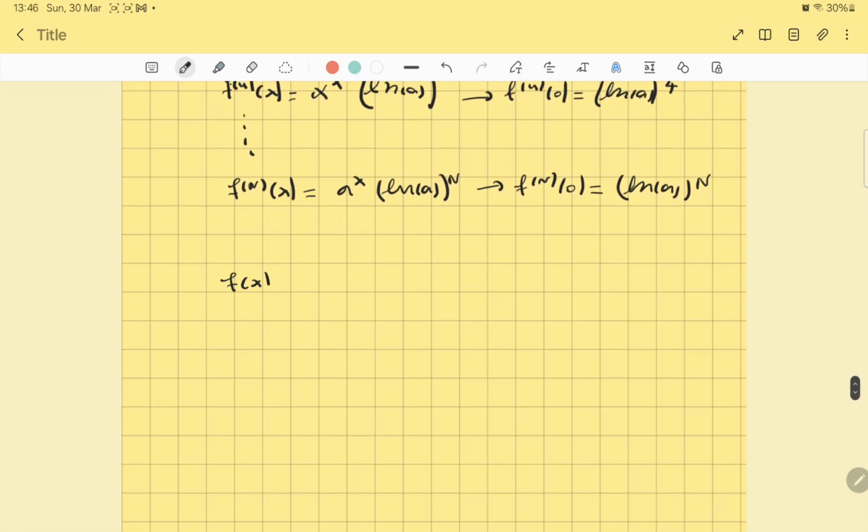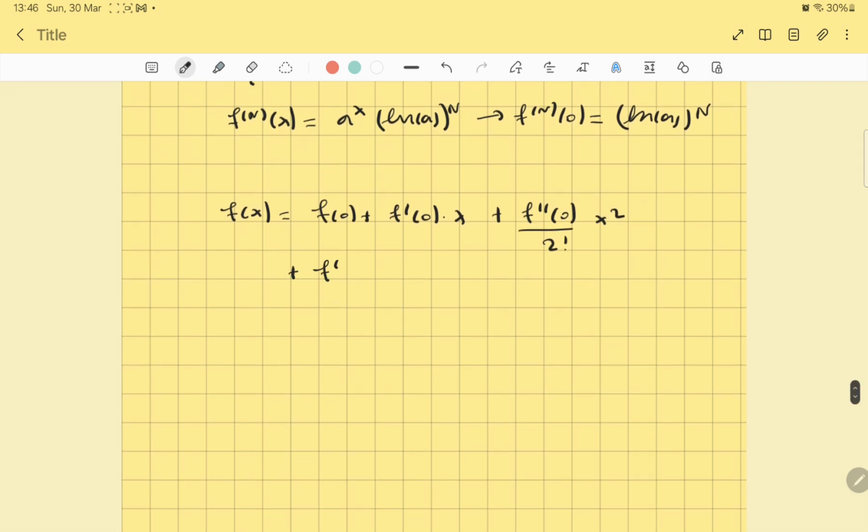So f of x is f of 0 plus f prime of 0 times x, plus the second derivative evaluated at 0 over 2 factorial times x squared, plus the third derivative evaluated at 0 over 3 factorial times x to the power of 3. Let's take more terms: the fourth derivative evaluated at 0 over 4 factorial times x to the power of 4, plus higher order terms.